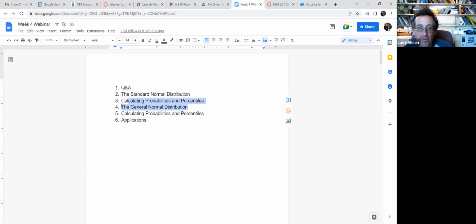We'll talk about, from the normal distribution, calculating probabilities and percentiles. We'll look at the general normal distribution, and that basically is when you have a mean and standard deviation, whatever it might be, instead of something very specific like the standard normal, which happens to be 0 and 1. And we'll calculate probabilities and percentiles for that. And then finally, I'll give you an application. Always fun to do applications. And that is the plan for today.